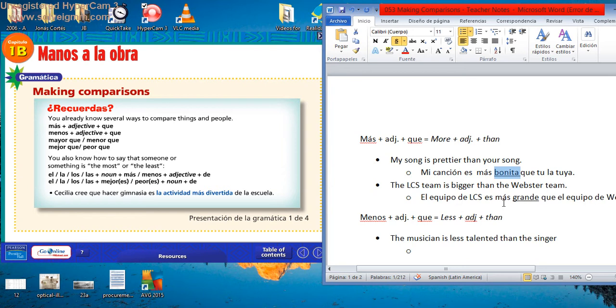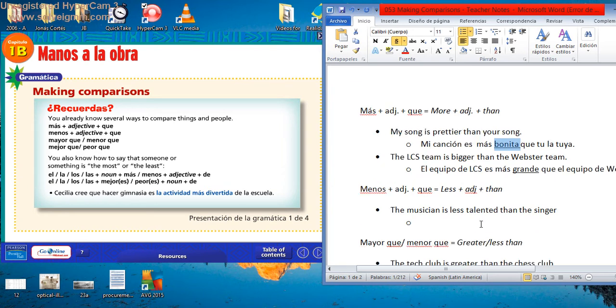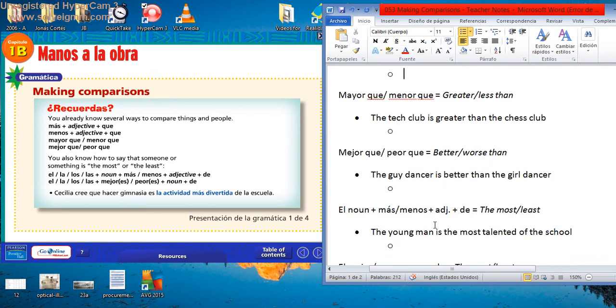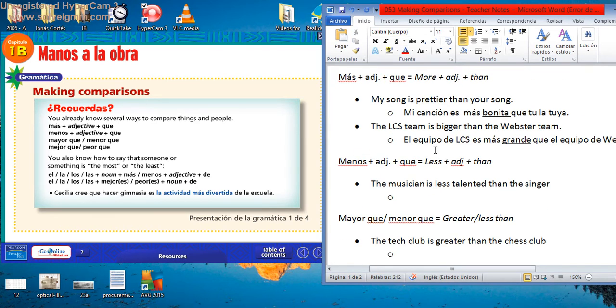Another one we know is the opposite, which is less than. It can be the same adjective, than, or any other adjective for that matter. The musician is less talented than the singer. So we're going to say the musician, remember it? El músico es, we're going to say less, menos talentoso que el cantante. Hard to take, but here it is. Less talented than. There's our adjective. Menos talentoso que el cantante. Hope these are making sense. Let's go on to the next one.